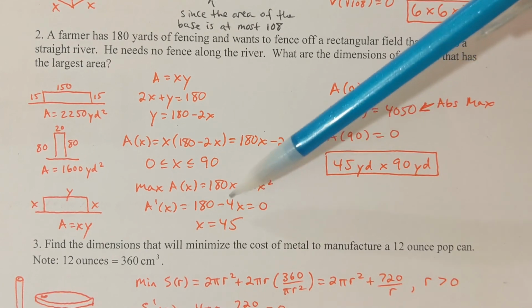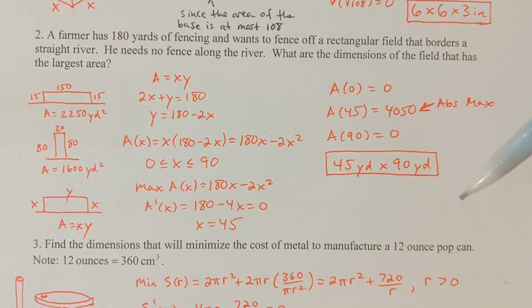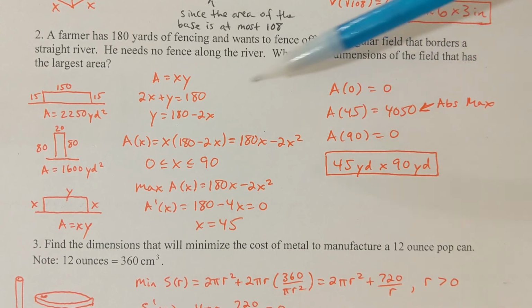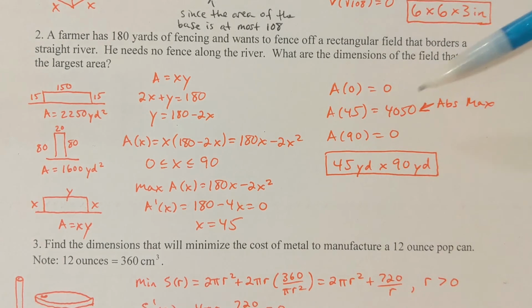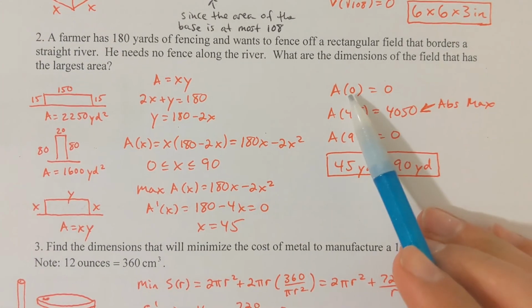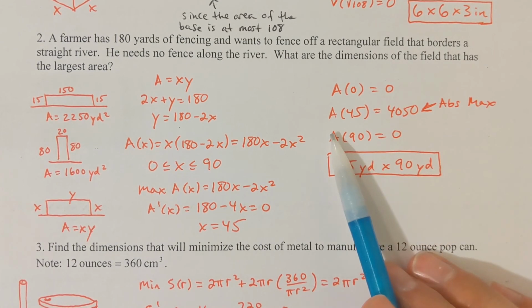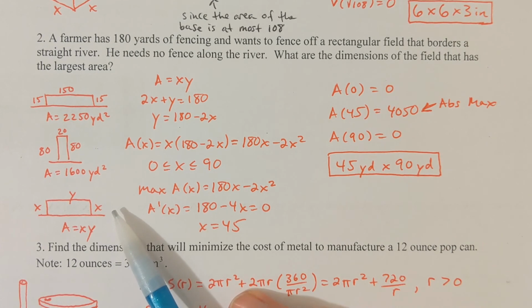Set that equal to 0. If you add 4x and divide by 4, 180 divided by 4 is 45. Okay, so if I plug 45, that's my only critical number, into the function A, I was getting 4,050 square yards. Okay, now if I plug 0 into A, 0 minus 0 is 0, and again that makes sense. If x is 0, the farmer's just laying fence right along the edge of the river, not actually building a rectangle, so of course the area would be 0 square yards.